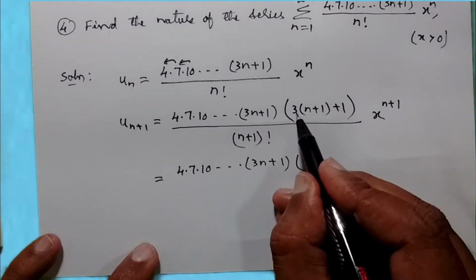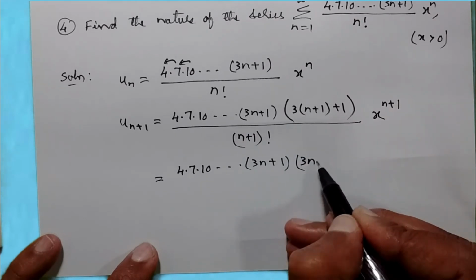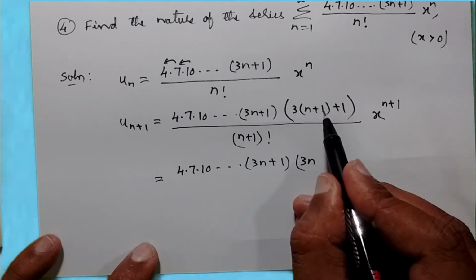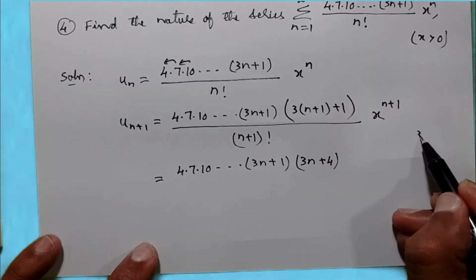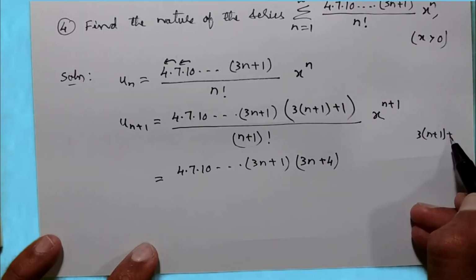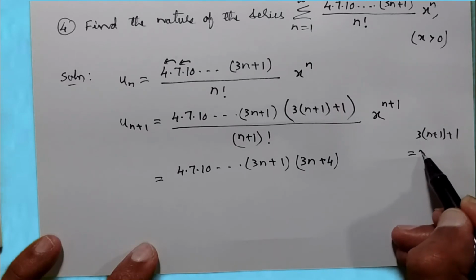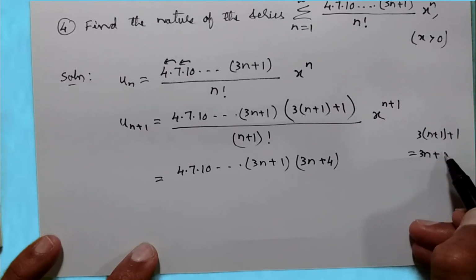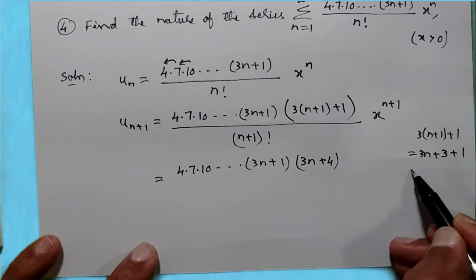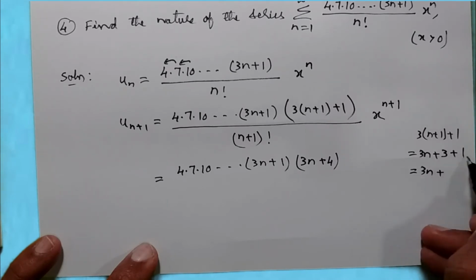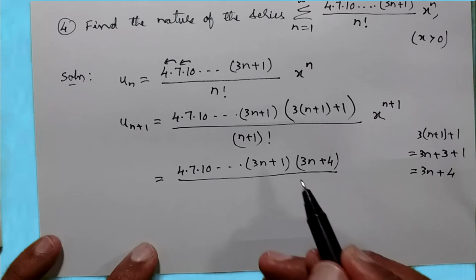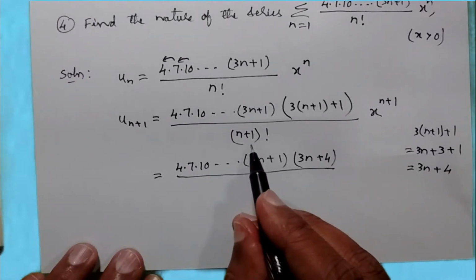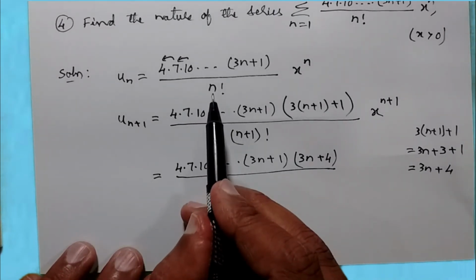into, you multiply 3 into n will be 3n, plus 3 into 1 will become 3, so 3 plus 1 will become 4. I've just simplified that one, 3 into (n plus 1) plus 1, which is 3 into n is 3n, 3 into 1 is 3 plus 1, which is 3n plus 4, that is what I have written, whole divided by (n plus 1) factorial, in this case you are getting n factorial.